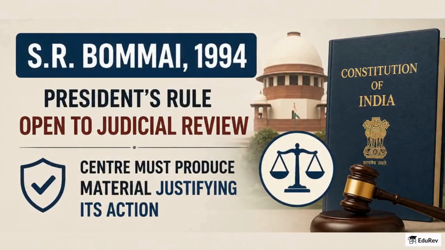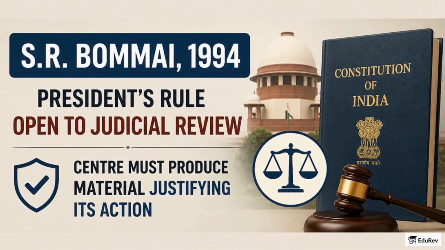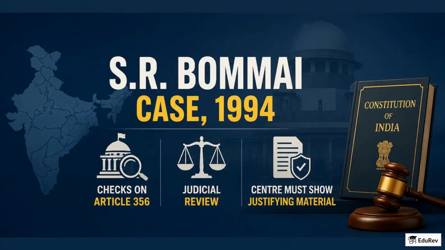S.R. Bommai, 1994. This case put strong checks on Article 356, saying proclamations of President's rule are open to judicial review, and the centre must produce material justifying its action. The Bommai case is your go-to example when answering questions on federalism, misuse of central power, and the basic structure doctrine.